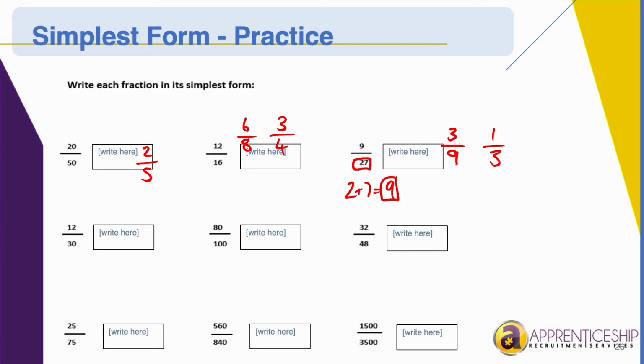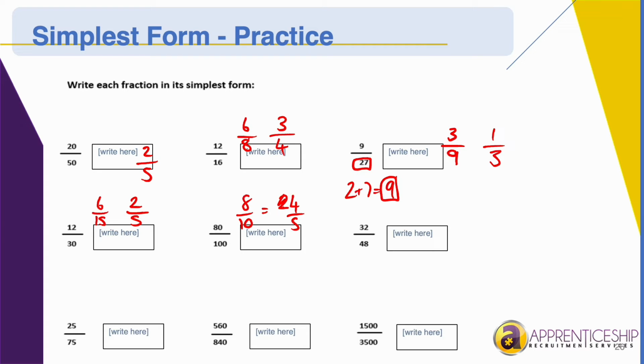Again, both are divisible by 2, so 6 over 15. Not divisible by 2 now. 1 plus 5 is 6, which is in the 3 times table, so it's divisible by 3. So 2 over 5. Here, divisible by 10, so 8 over 10. And again, divisible by 2, so 4 over 5.